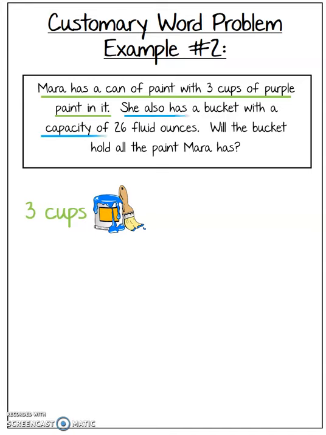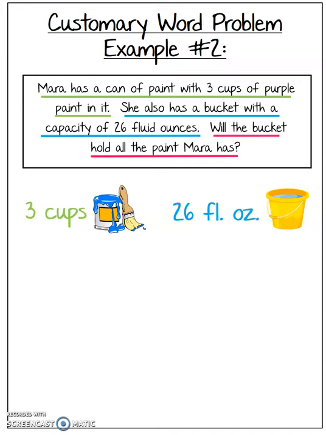The second sentence says she also has a bucket with a capacity of 26 fluid ounces. So that bucket is empty right now, but I know it can hold 26 fluid ounces. The question sentence asks, will the bucket hold all the paint Mara has? So I know I'm trying to figure out if the bucket is big enough to hold all the paint.